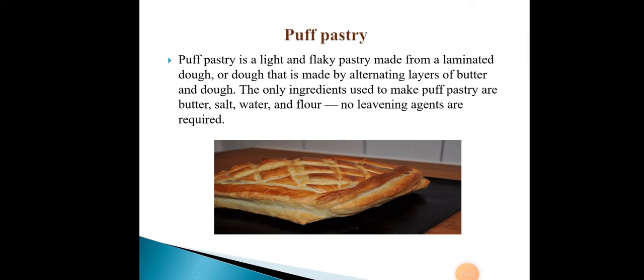Puff pastry. Now we discuss what puff pastry means, how to make puff pastry, and the stages to classify the different types of pastry. Now we will see puff pastry. Puff pastry is a light and flaky pastry made from laminated dough, that is, dough made with alternating layers of butter and dough. The only ingredients used to make puff pastry are butter, salt, water, and flour. No leavening agents are required.